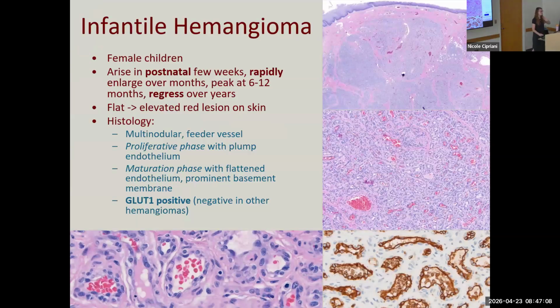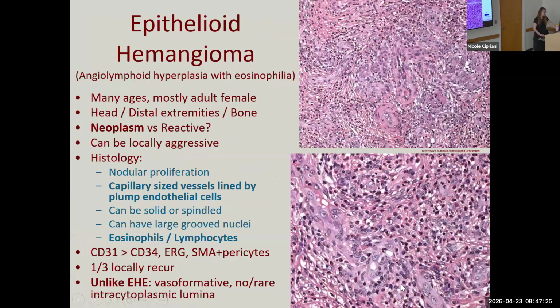Starting with the benign, infantile hemangioma, right? Kids, grows rapidly, might regress. Depending on what phase you're in, you might see plumper or flatter, but you should always have GLUT1 positive in the membrane. Remember, GLUT1 is also on red blood cells, so you might see that in the lumen.